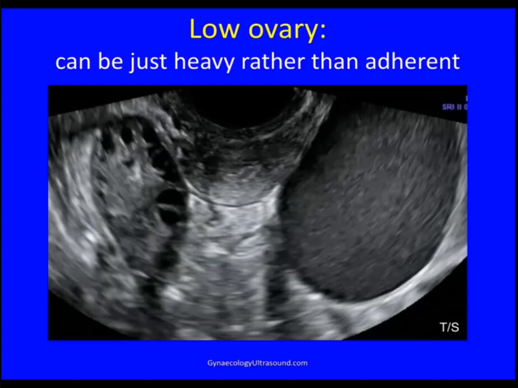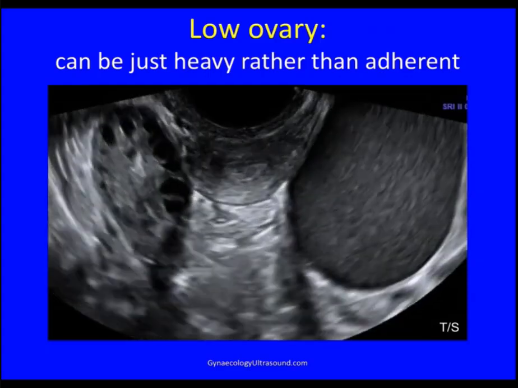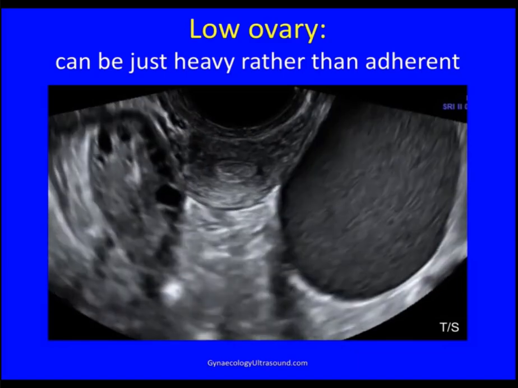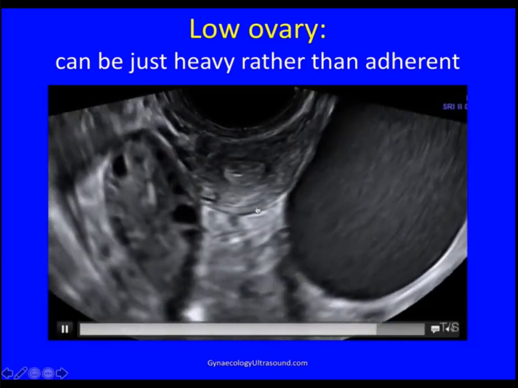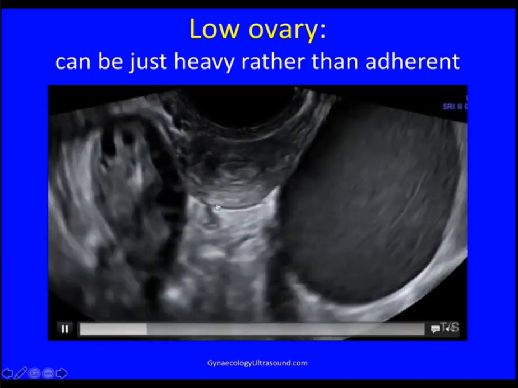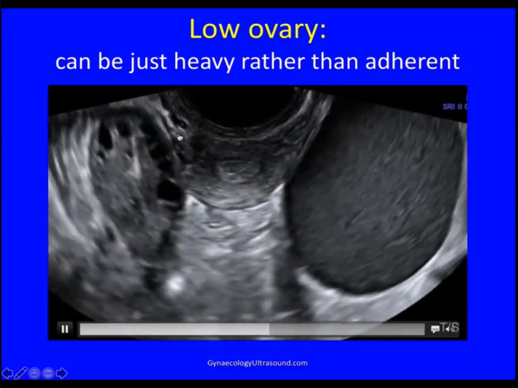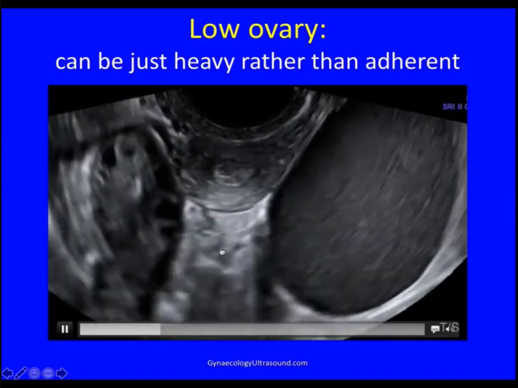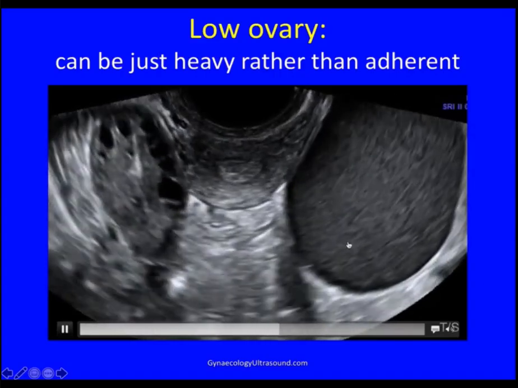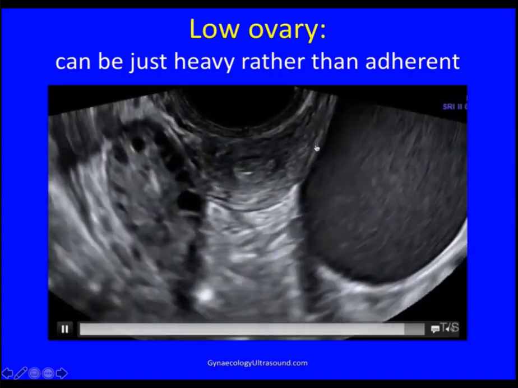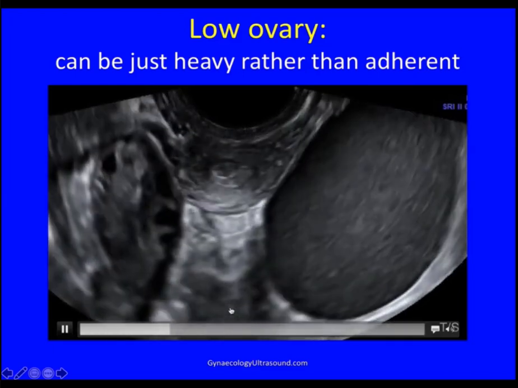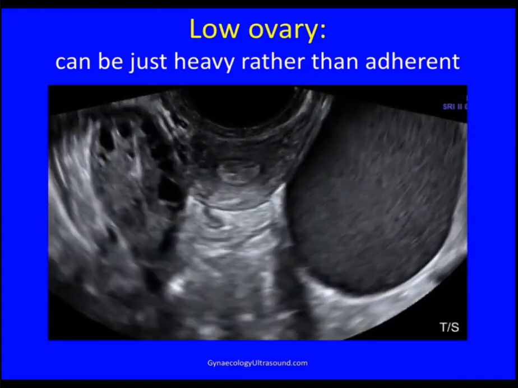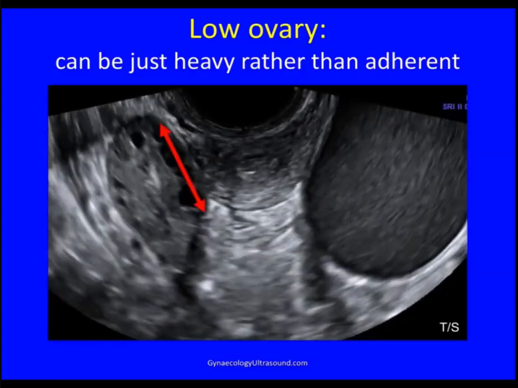But not all ovaries are adherent. Not all low ovaries are adherent, and so here's an example. This is the top of the cervix, this is the torus and the uterosacral ligaments. This ovary is low, but it's freely mobile, and it's low because it's heavy, it's polycystic. Whereas this ovary, yes, it's heavy, it's an endometrioma, but it's also adherent. So low doesn't necessarily mean adherent, but you've got to go looking for adhesions.